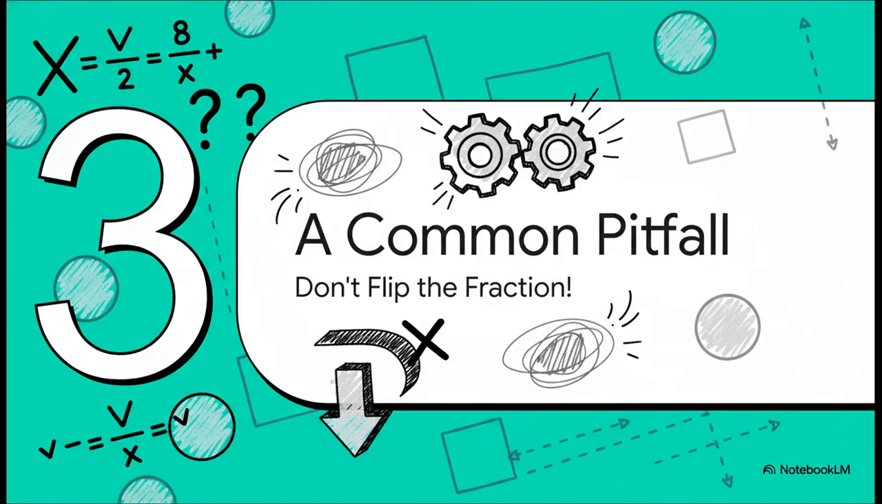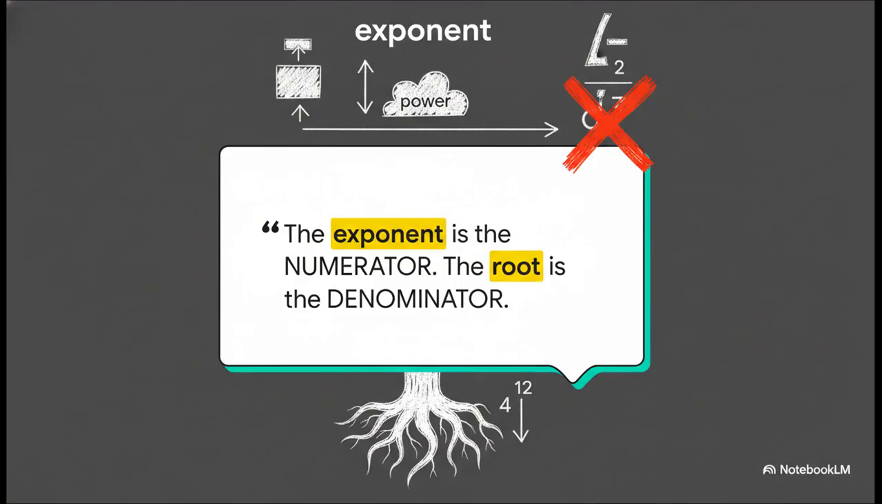Done. Okay, now I have to show you the number one mistake people make when they're first learning this. It's a really easy mix-up, but if you know to look out for it, you can avoid it every single time. I'm going to say it again, because it is that important. The power is the numerator. The root is the denominator. Power over root. Whatever you do, do not flip that fraction.